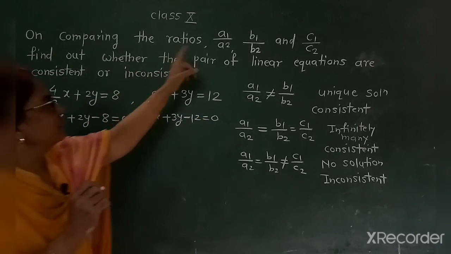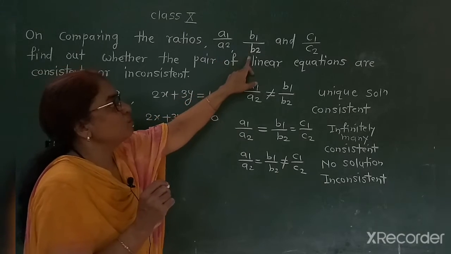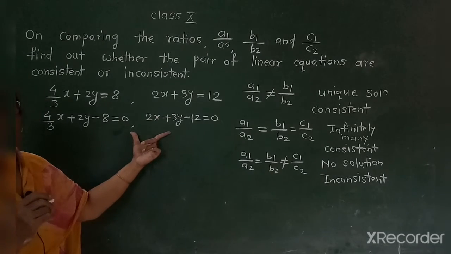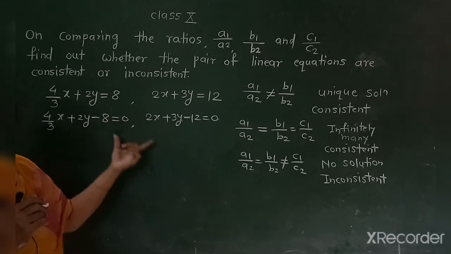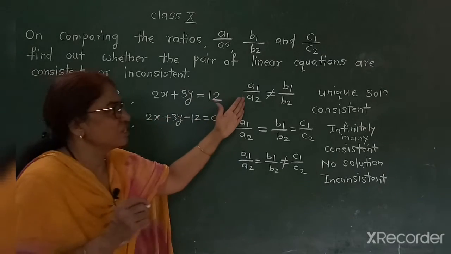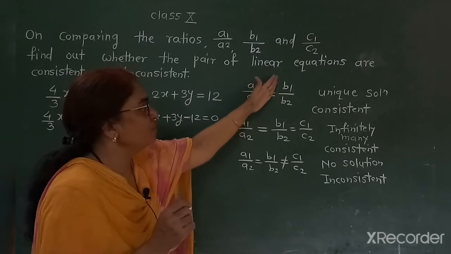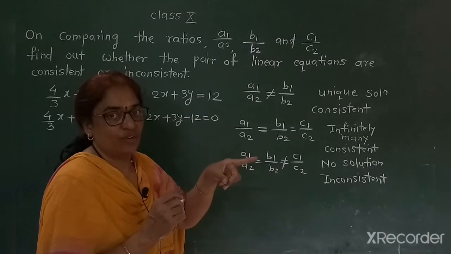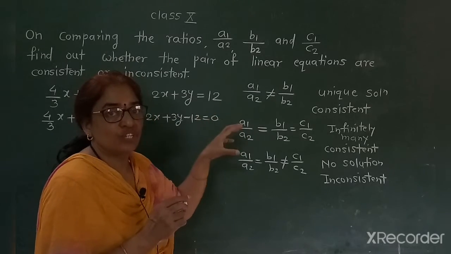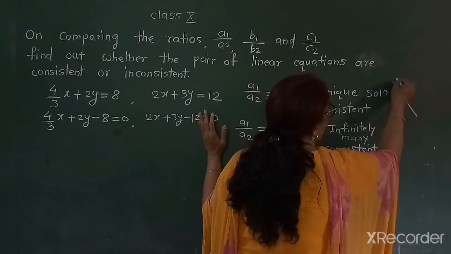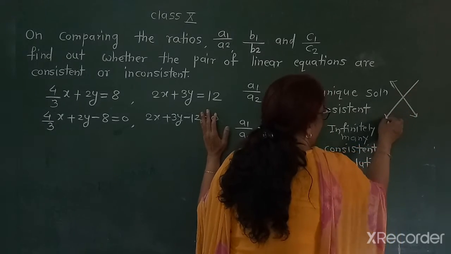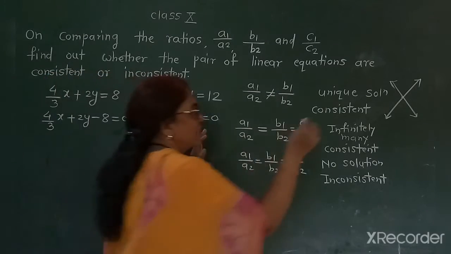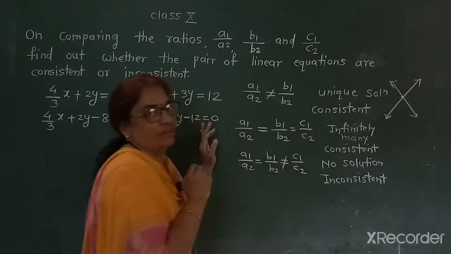Now, this ratio A1 upon A2, B1 upon B2 and C1 upon C2, they decide whether this system of linear equations is consistent or inconsistent. This is the first condition. If A1 upon A2 is not equal to B1 upon B2, in that case, this system has a unique solution. And when the system has a unique solution, then the nature of their graphs or lines will be intersecting lines. They will intersect each other at one point, and this point will be their solution.